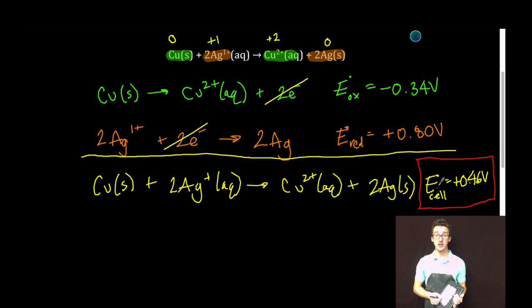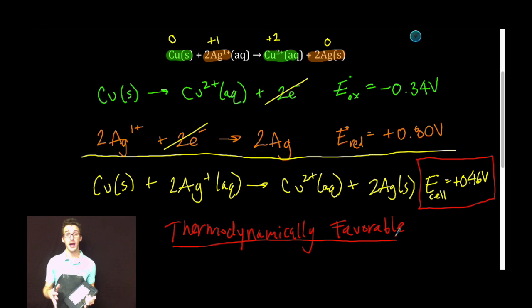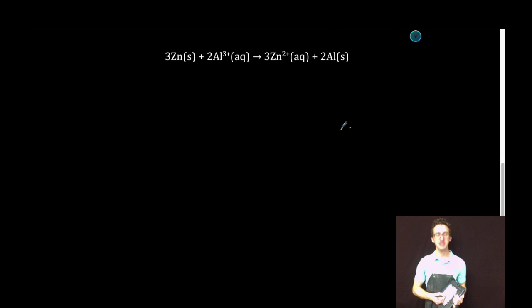Boom. Now, as you think about what this cell potential tells me, as written, this equation is thermodynamically favorable. Boom. It will happen without any outside source of energy. Let's do another example. Assign some oxidation states. Again, easy enough because all we're doing are elements and monatomic ions.